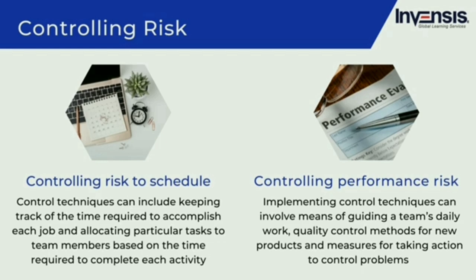Second is controlling performance risk. Implementing control techniques for performance risk might involve means of guiding a team's daily work, quality control methods for new products, and measures for taking action to control problems that could influence the overall performance of a project.